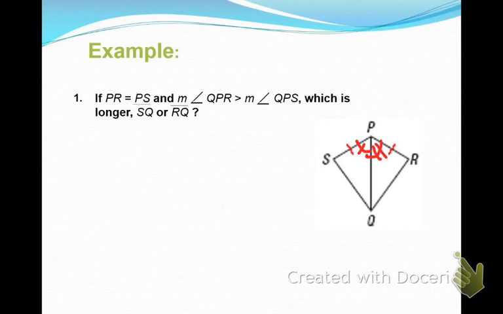All right. What else do I want to mark congruent in these figures? Sydney? PQ is congruent to itself. All right. So which side is longer, RQ or SQ? And why? Alec? Yeah, this angle is bigger. The angle with the dot is bigger. So RQ would be greater.